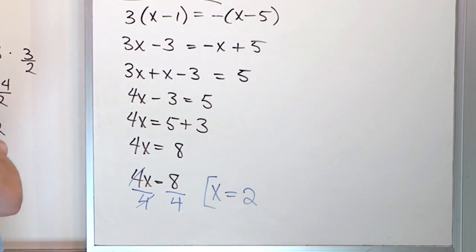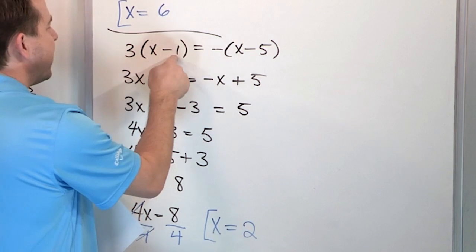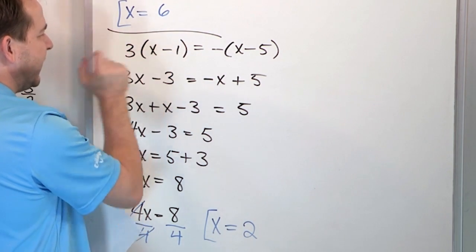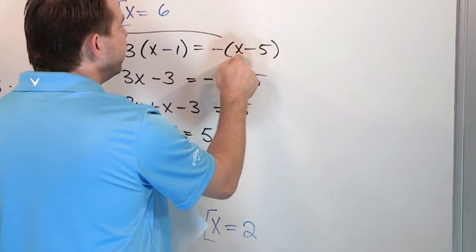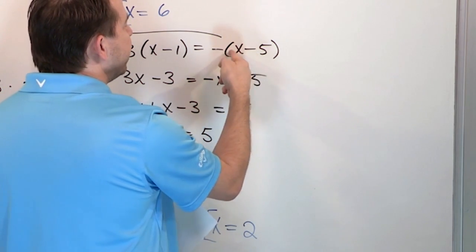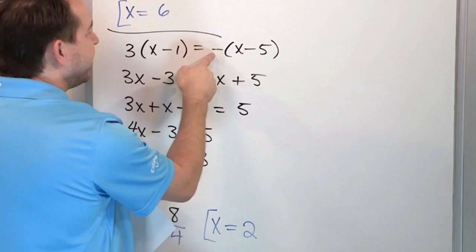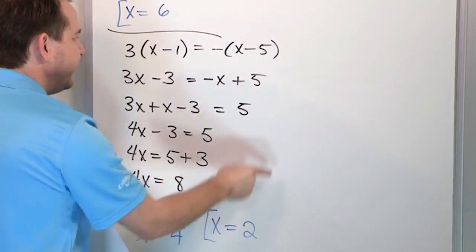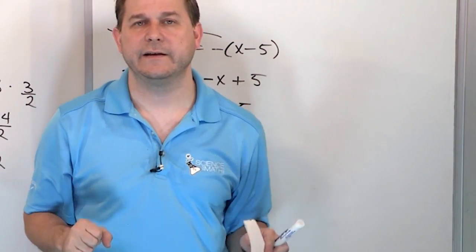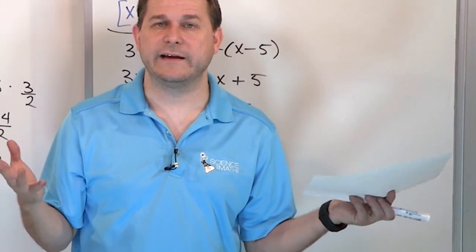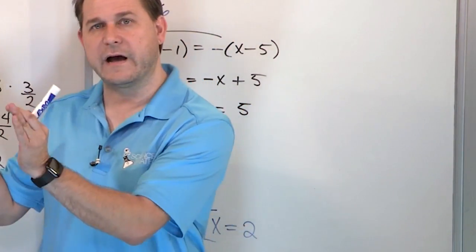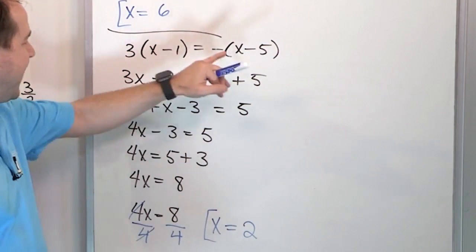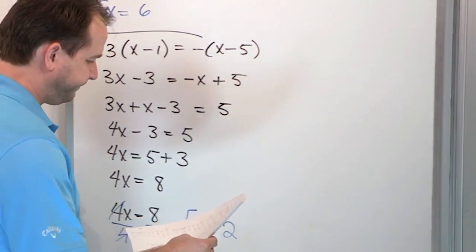All right, and if you were to stick 2 in here, it's very easy to do. 2 minus 1 is 1, times 3 is 3. So 3 on the left. You stick a 2 in here. 2 minus 5 is what? Negative 3. But then negative 3 times this negative out front makes it positive 3. So 3 on the right, 3 on the left. When you stick the 2 in, both sides of the equation are the same. That's what an equation is. It means what's on this side is the same as what's on this side. And this is the number that makes that happen when we stick it in and check it.